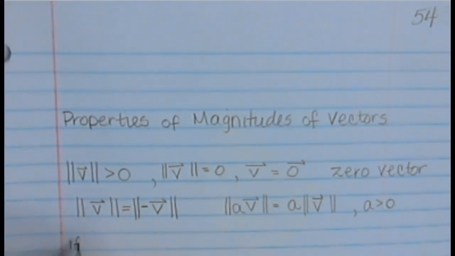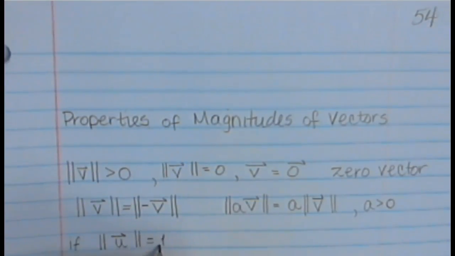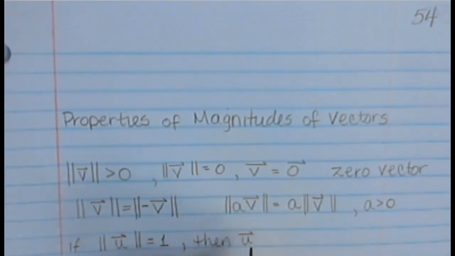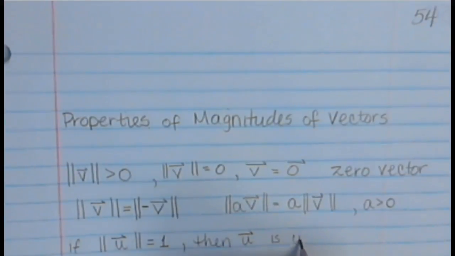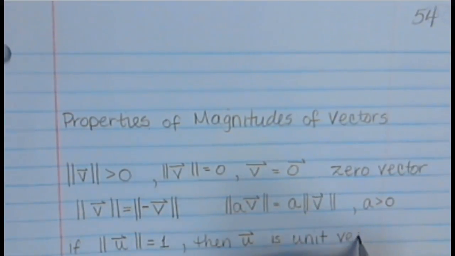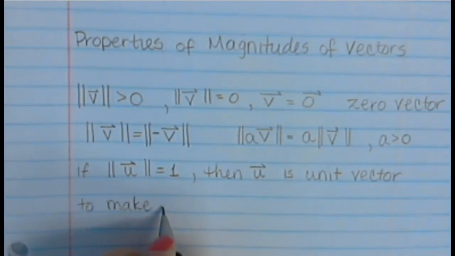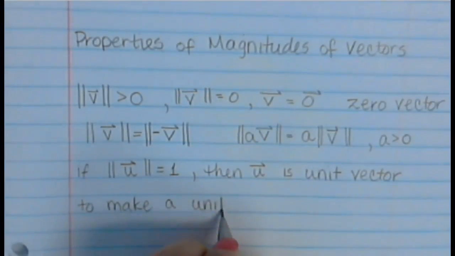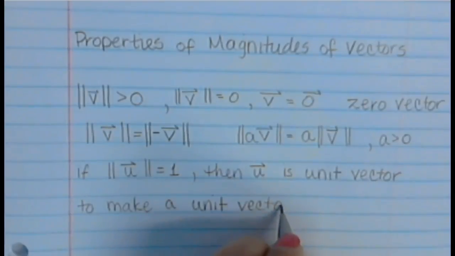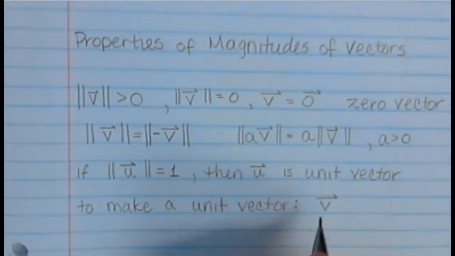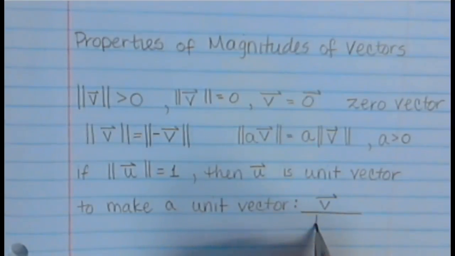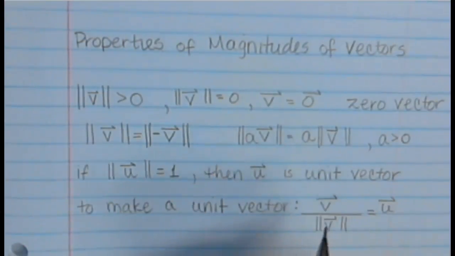Also, if you have that the magnitude of a vector u, let's say, is equal to 1, what you have found is the unit vector. Then u vector is the unit vector. To make a unit vector, you can take any vector that you have, and what you need to do is divide it by its magnitude. And when you do that, you get your unit vector.